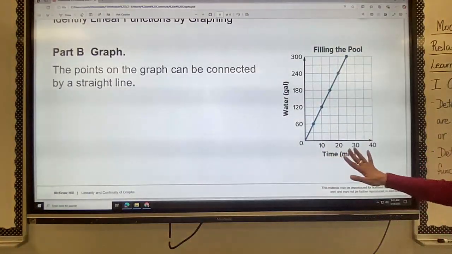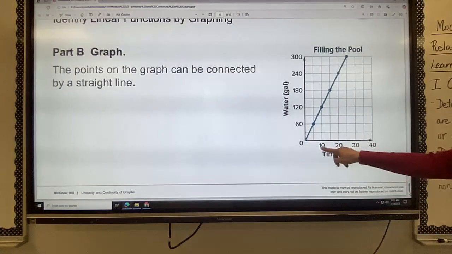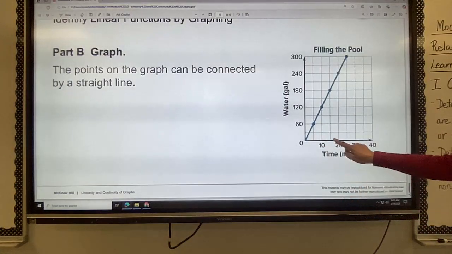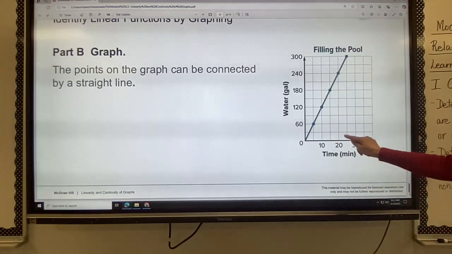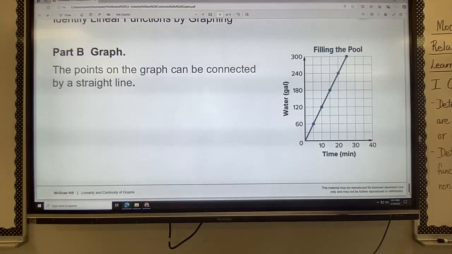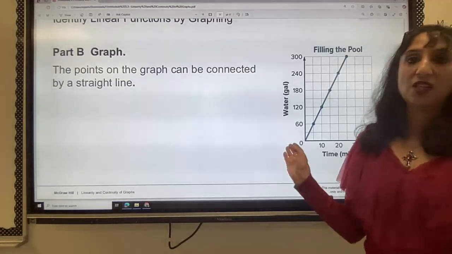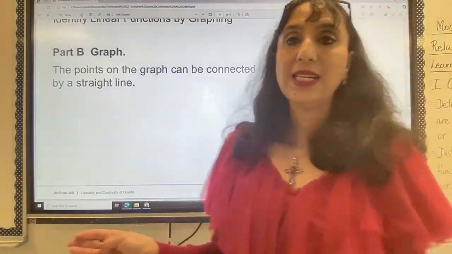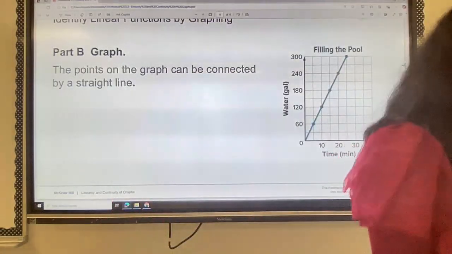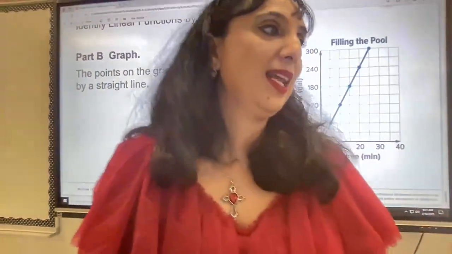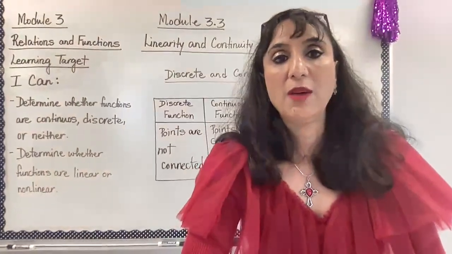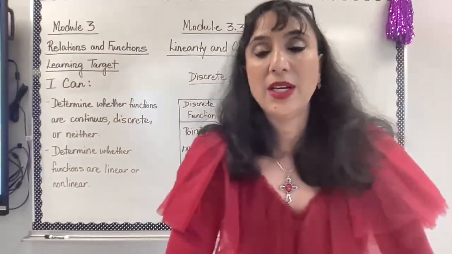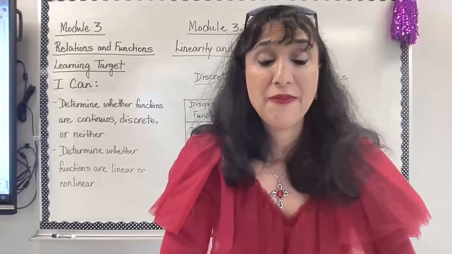So as you can see here we have 5 minutes, 60 gallons, in 10 minutes 120 gallons, 15 minutes 180 gallons, 20 minutes we have 240 gallons, 25 minutes we have 300 gallons. So as you can see, the points on the graph can definitely be connected by a straight line. And that's basically what module 3.3 is. It's just talking about the linearity and the continuity of a graph.